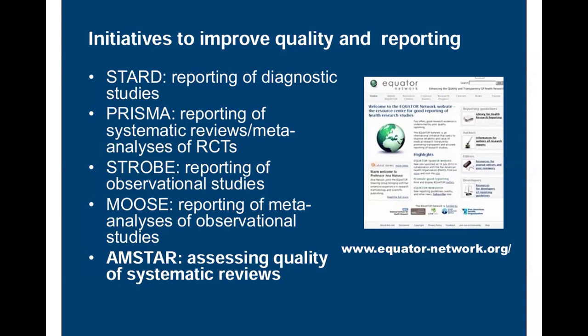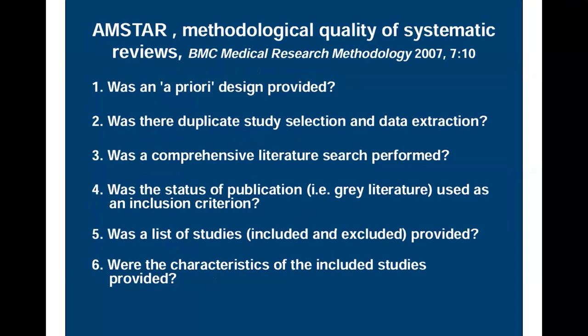reporting guidelines. You can go to strobe.org. There you will find many guidelines specifically for reporting different types of study, like CONSORT, STARD, which is reporting of diagnostic studies, PRISMA, reporting of systematic reviews and meta-analyses, and STROBE, reporting of observational studies. Whenever you do an observational study, you have to follow STROBE. Then MOOSE, reporting of meta-analysis of observational studies. Then AMSTAR, assessing the quality of systematic reviews. If you have done a systematic review, how your review has performed can be evaluated by AMSTAR.